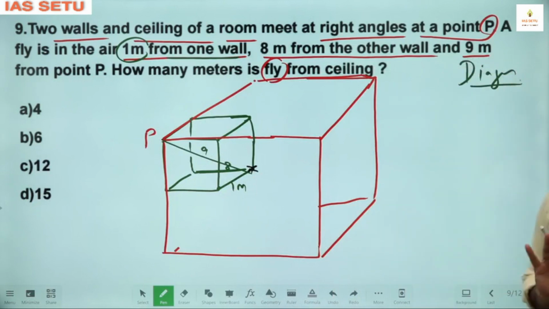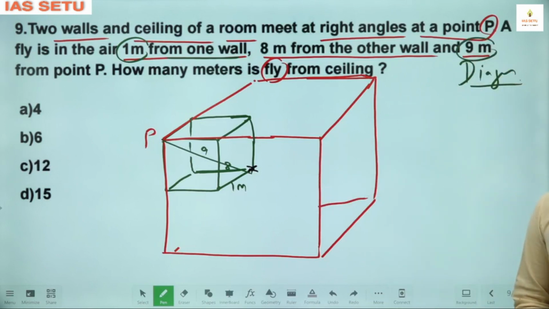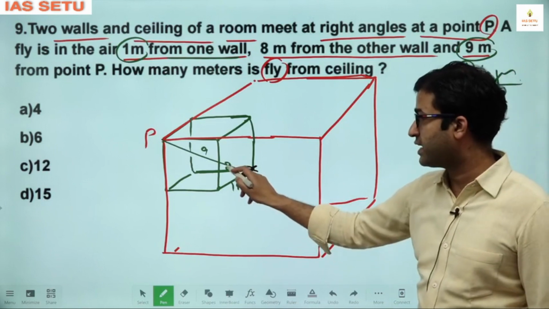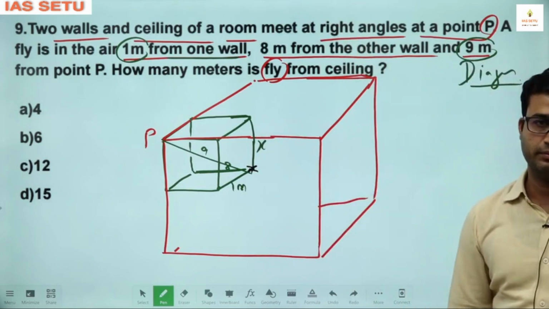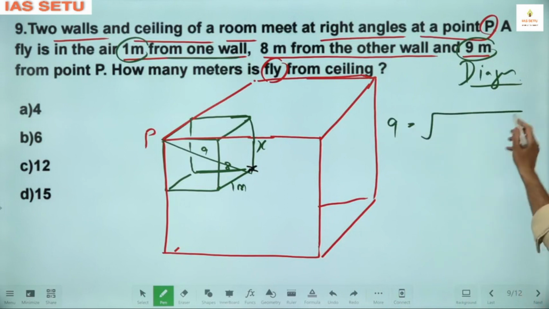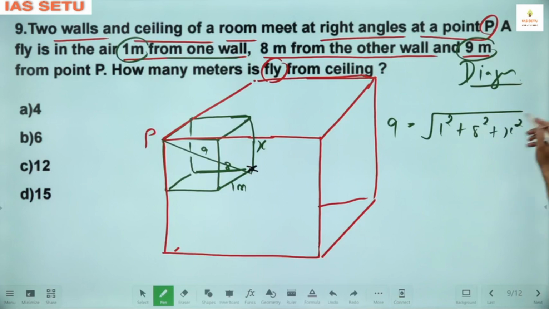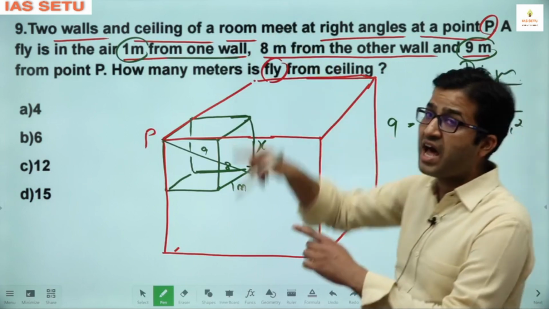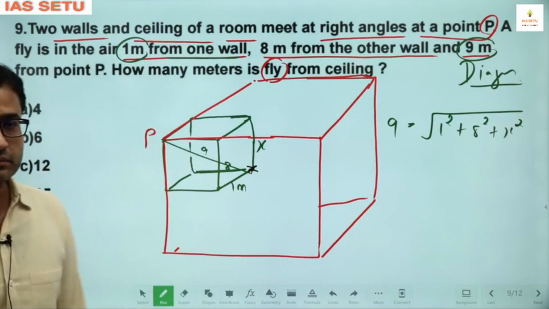First, you have to understand the diagram. Second, you have to understand this 9 meters is the diagonal distance. So we need three things. One is given 1 meter, second is given 8 meters, and the distance from the ceiling we take as x meters. So the diagonal is equal to under root 1 square plus 8 square plus x square, because this 9 is the diagonal distance of the fly from that corner.